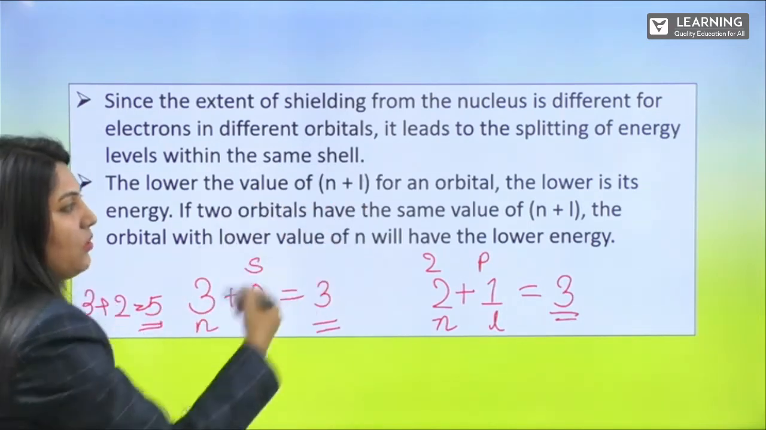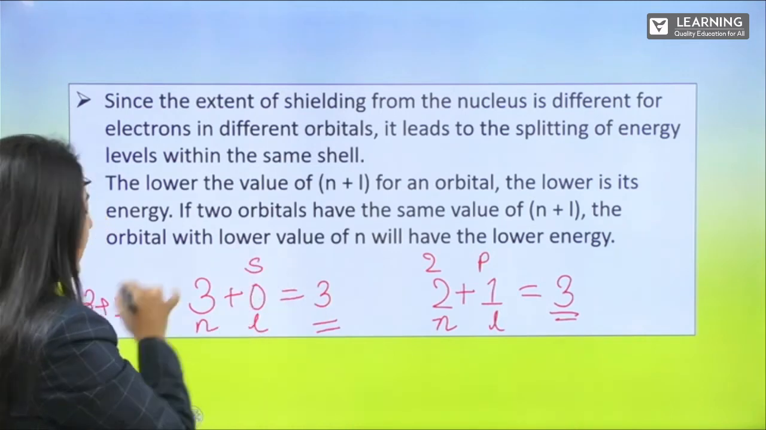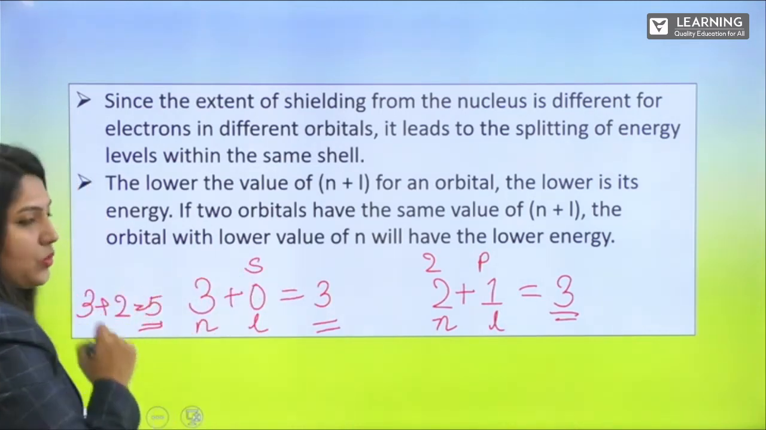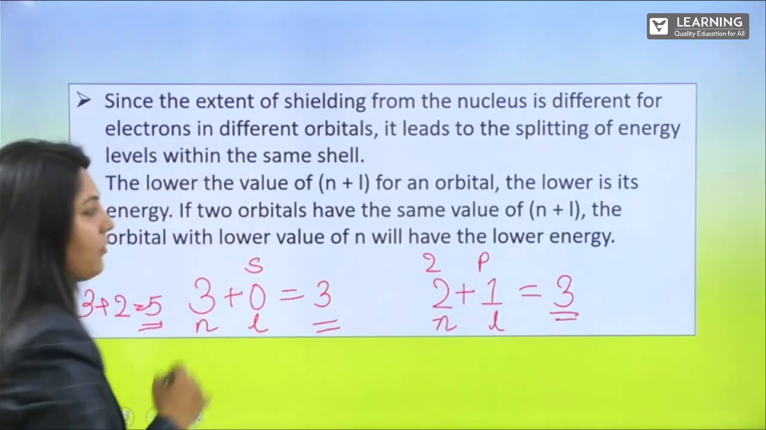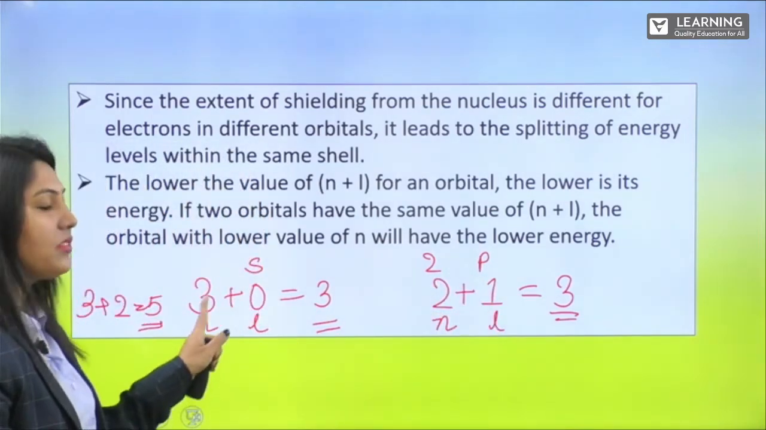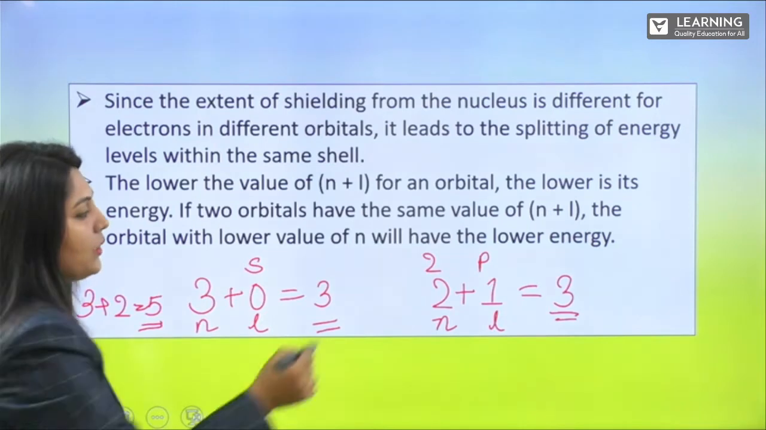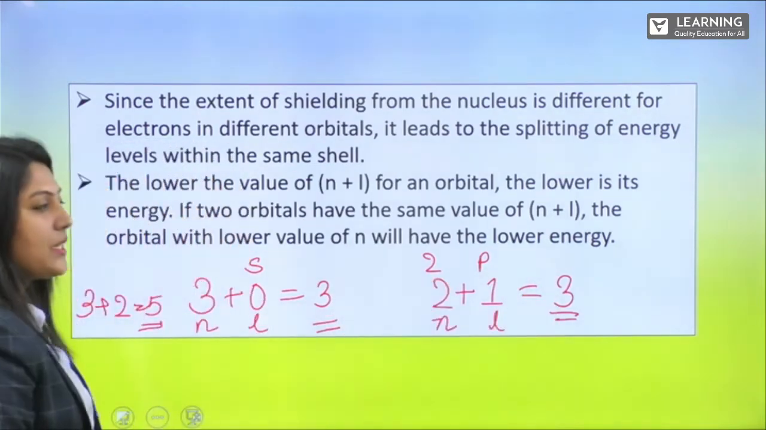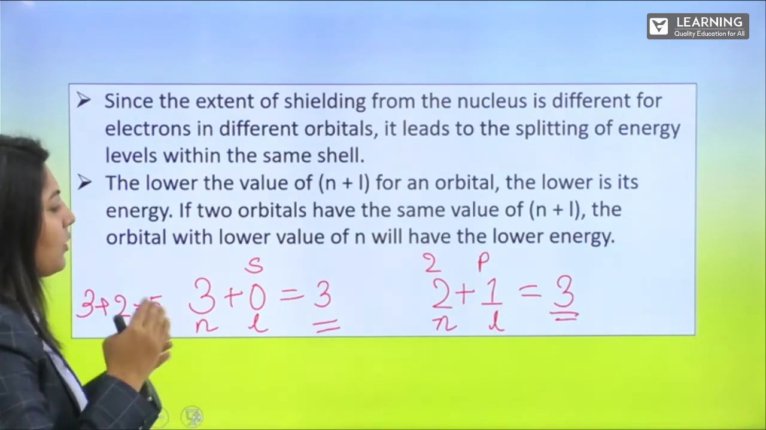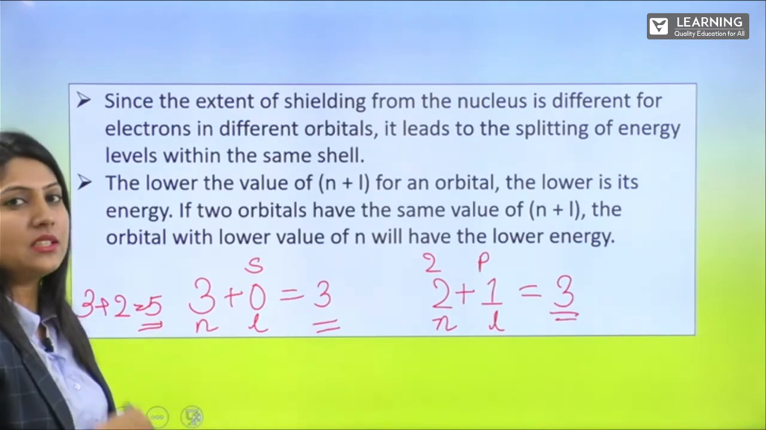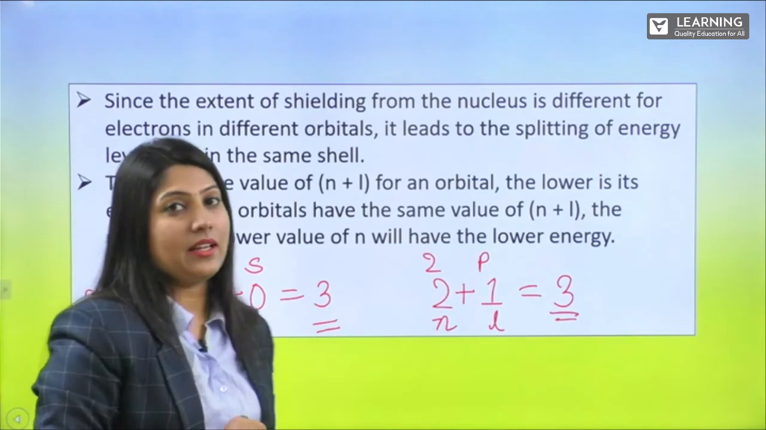So the n plus l value is lower here, so its energy will be less than that of the first one. But if they have the same n plus l value, for this we have 3 plus 0 which gives you 3, and 2 plus 1 which gives you 3. So if both are the same, at the same level, which will have the lower energy and which will have the greater energy, we need to know.